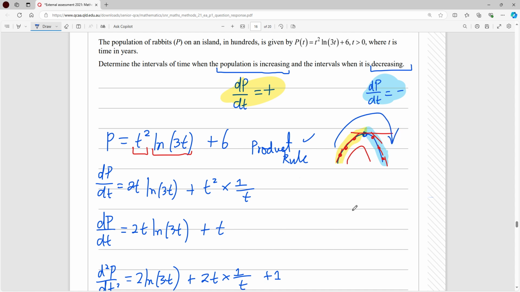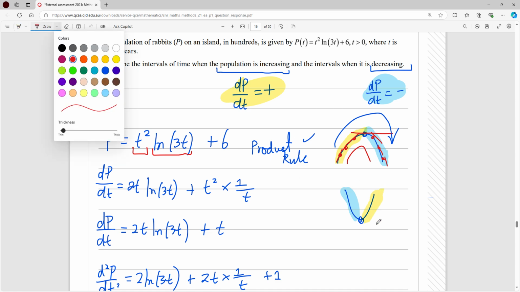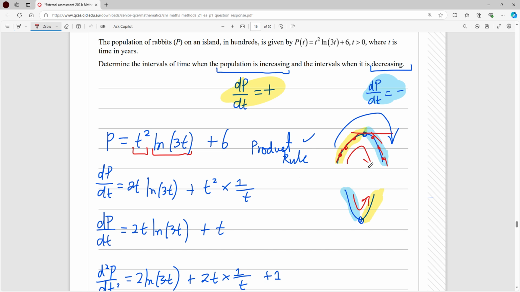So we can have this situation here, or we can have this situation here where it goes from a negative rate of change to a positive rate of change, okay? And the only way to work that out is finding that stationary point and determining the nature of that stationary point, whether it's a concave down like this one here, or a concave up, okay?